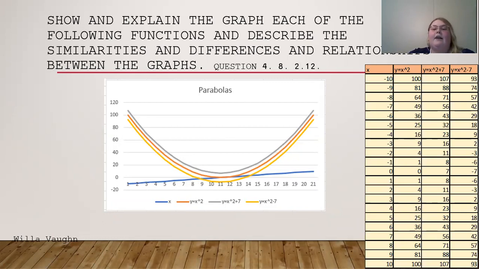So like you would have 1. So you'd have y equals 1 squared. And obviously that's still just going to be 1 because it doesn't change. So that's how you get the points to your graph for just an equation.